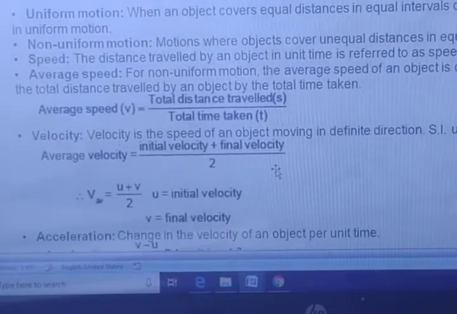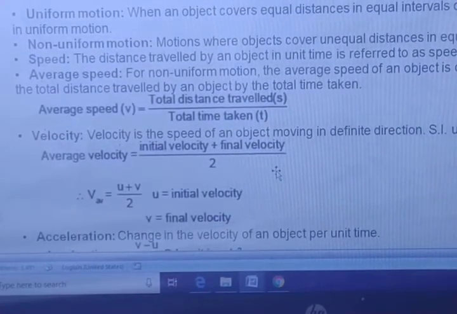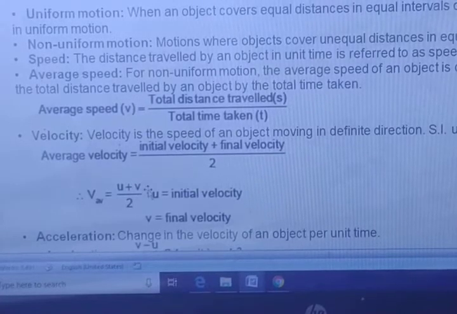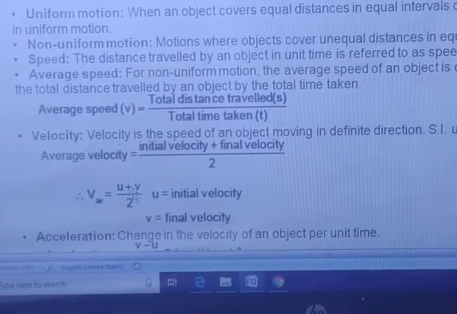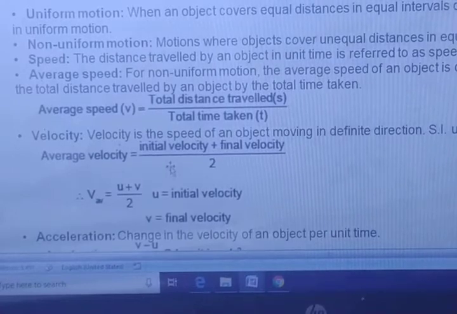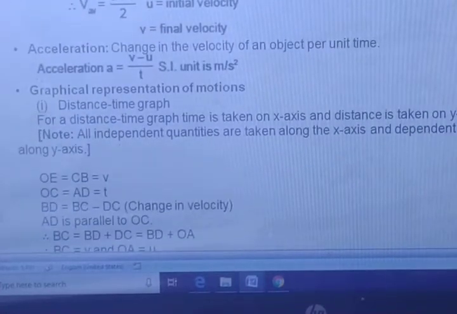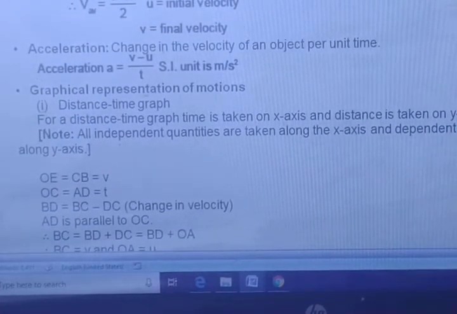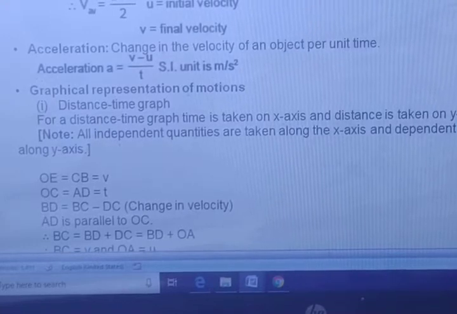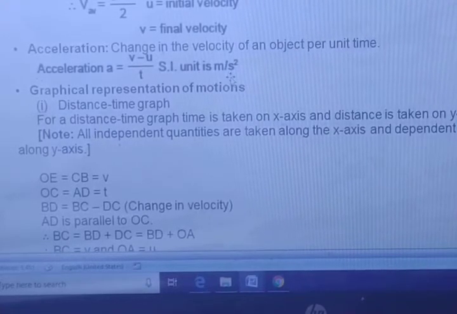Similarly, you can take a screenshot of all these formulas: uniform motion, non-uniform motion, speed, the formula of average speed, and average velocity, which is initial velocity plus final velocity upon 2, v = (u + v)/2. Acceleration is the change in the velocity of an object per unit time. Acceleration is equal to (v minus u) upon t. The SI unit of acceleration is meter per second square.